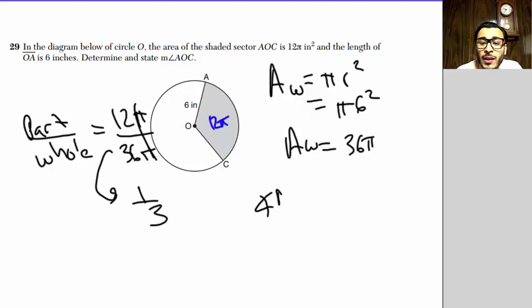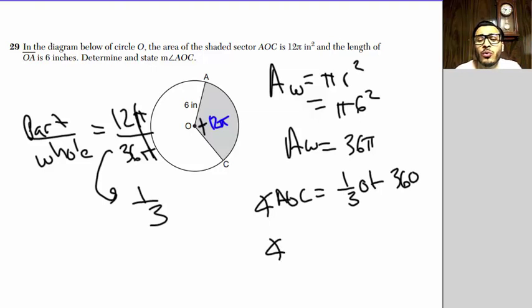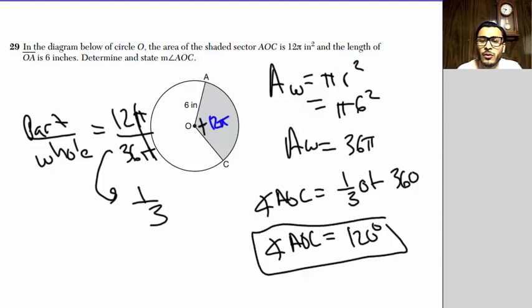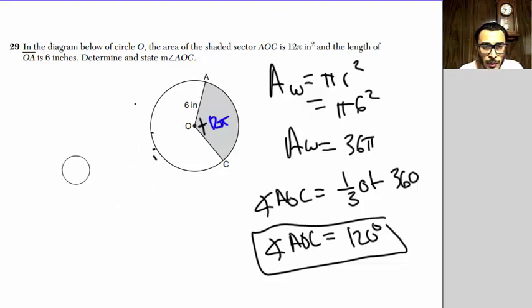Now we want the measurement of angle AOC. Well, angle AOC is a central angle, and it's going to have to be 1/3 of 360. What's 1/3 of 360? That would be 120. So the answer is 120. We could actually simplify this. I could give you a formula for this. Let me erase this to make some room.